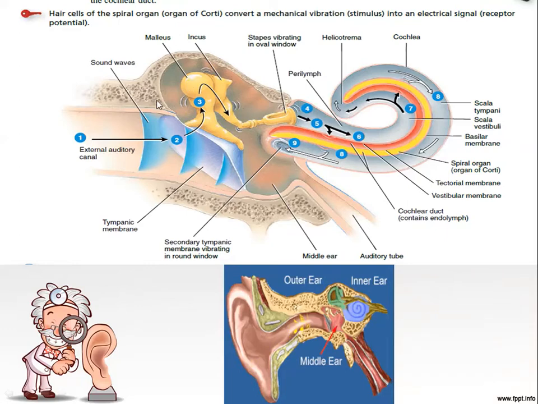Now these are the first. Sound is passed to the outer ear, next to the middle ear, and last to the inner ear. In the external ear, sound passes to the tympanic membrane, and they move back and forth the malleus, incus and stapes, and they pass to the inner ear.